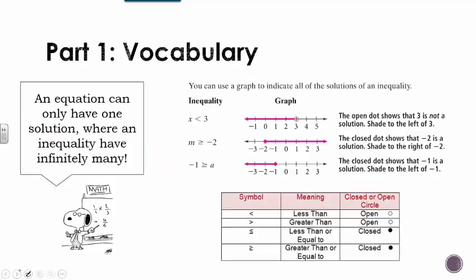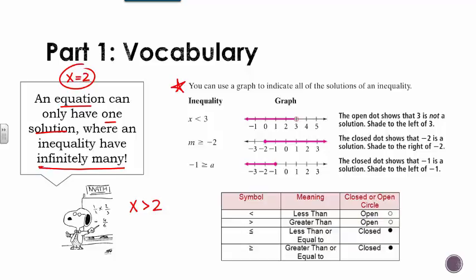So now that we have the vocab out of the way, the weird thing about inequalities is they have infinitely many solutions. So remember when we solved equations, they only had one solution. We'd get something like x equals 2, and that was saying that was the only value that x could be. But now we're going to get things like x is greater than 2, which means that we want to include every single number on this planet that's greater than 2. So in order to represent that, we graph inequality solutions.